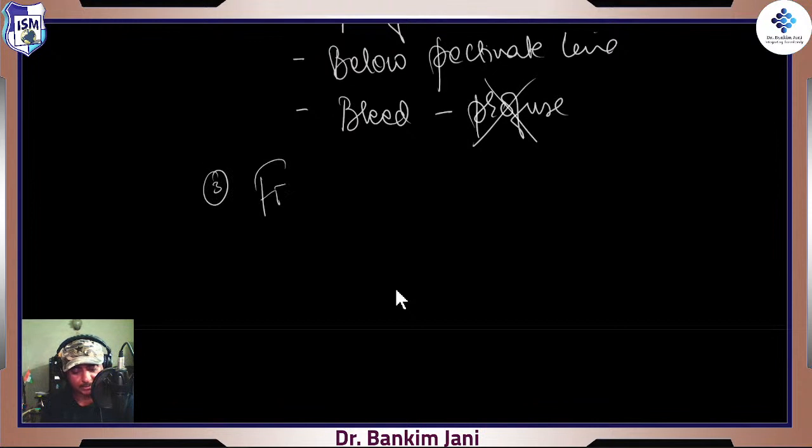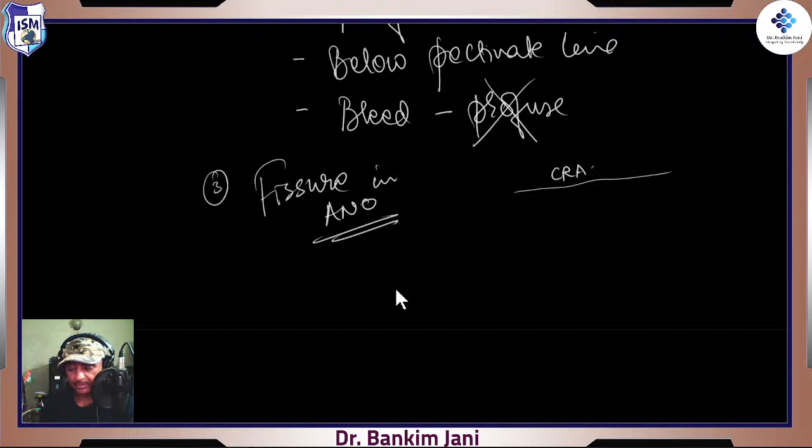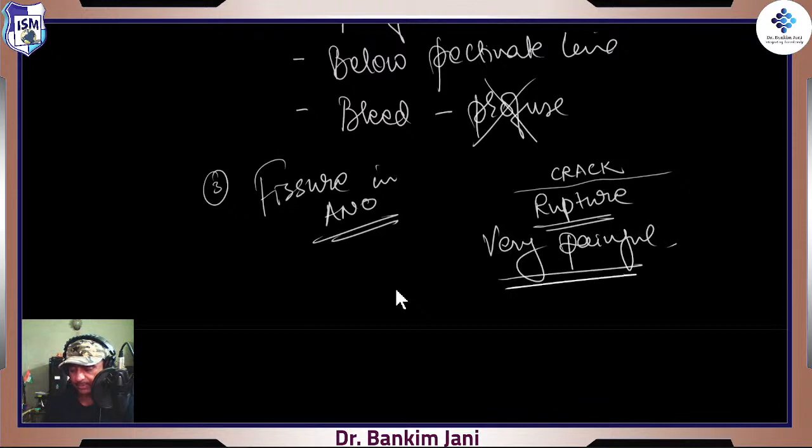Other conditions are, say, fissure in ano. Fissure means when there is a crack, when there is a rupture. That crack is called the fissure. And this is very painful because it is superficial, and that's where there are lots of nerve fibers. So it is very painful.